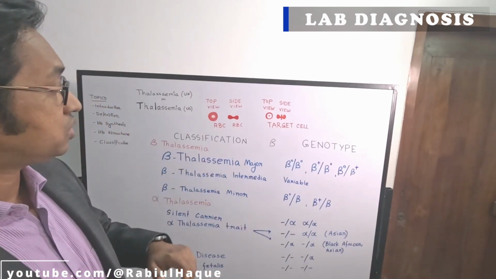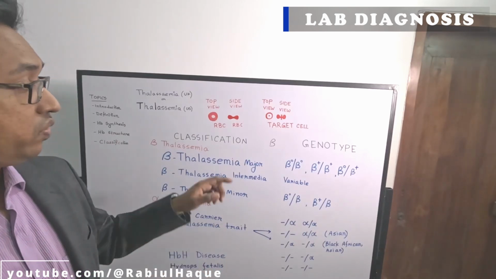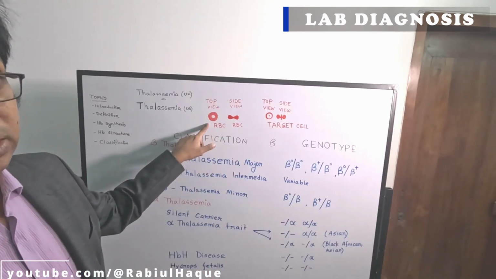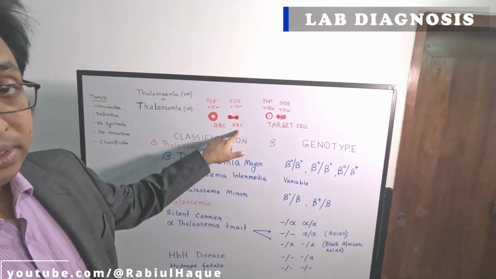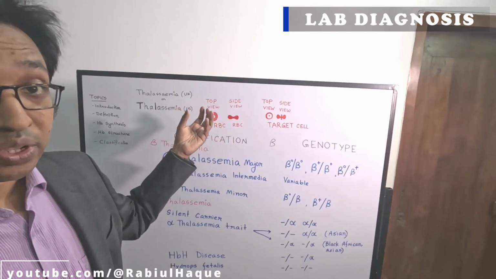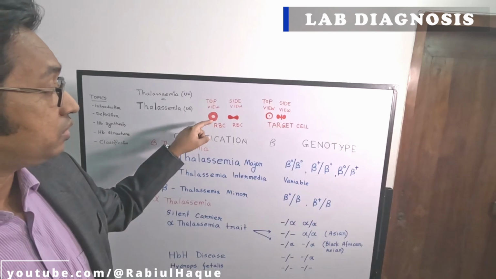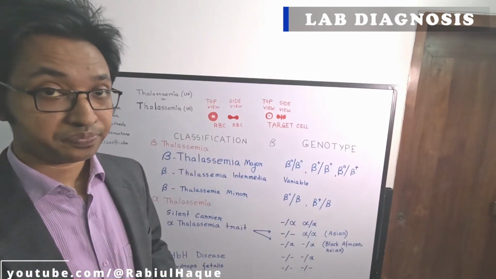Normally, red blood cells are biconcave circular disc-shaped structures. So this is a normal red blood cell viewed from the top. This is the same red blood cell viewed from the side. And you can see that the central area, the concave area, contains less hemoglobin, and that is pale in color, and usually one-third is pale.